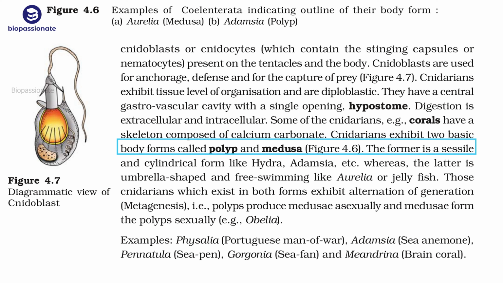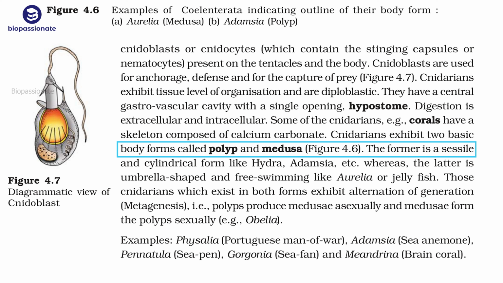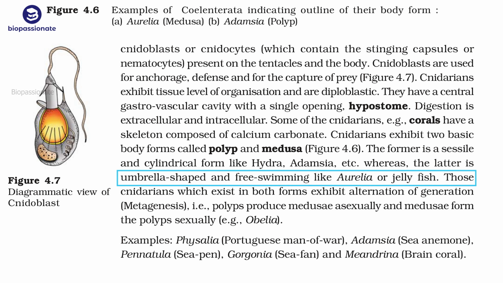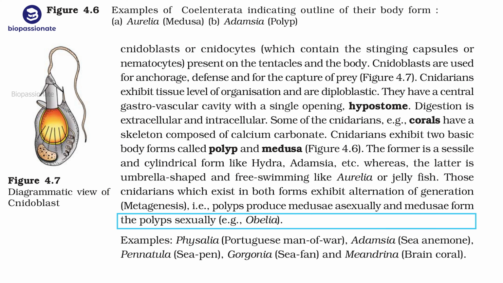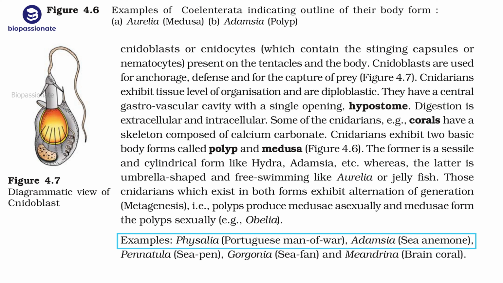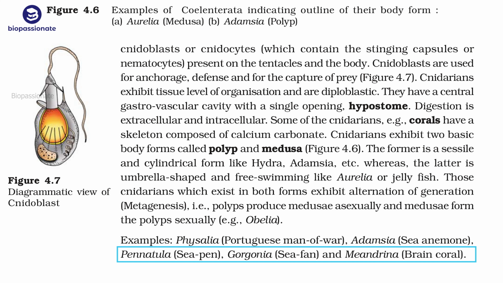Cnidarians exhibit two basic body forms called polyp and medusa, figure 4.6. The former is a sessile and cylindrical form like Hydra, Adamsia, etc., whereas the latter is umbrella-shaped and free-swimming like Aurelia or jellyfish. Those cnidarians which exist in both forms exhibit alternation of generation, metagenesis. That is, polyps produce medusae asexually, and medusae form the polyps sexually, for example Obelia. Examples: Physalia, Portuguese man of war, Adamsia, sea anemone, Pennatula, sea pen, Gorgonia, sea fan, and Meandrina, brain coral.